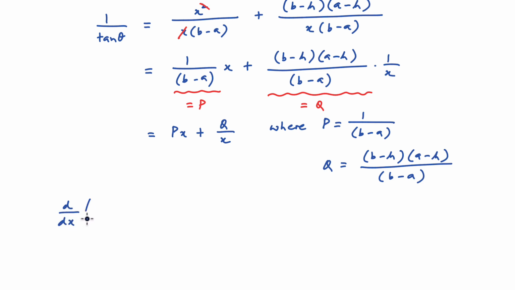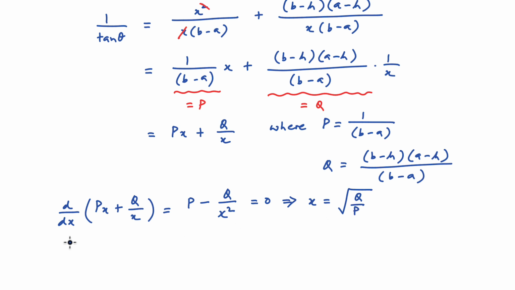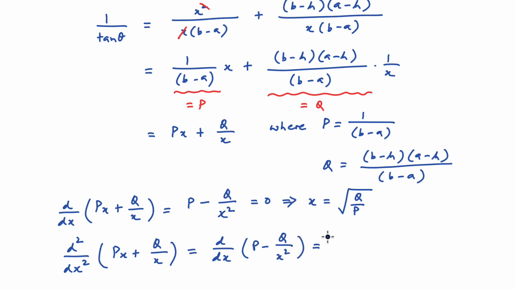To find its minimum value, we take the derivative with respect to x of px plus q upon x, and this is equal to p minus q upon x squared. And we set this equal to 0 to get x is equal to the square root of q upon p. And to determine whether this is a maximum or a minimum, we take the second derivative of px plus q upon x, which is equal to the derivative of p minus q upon x squared, which is equal to plus 2q upon x cubed, which is a positive number.